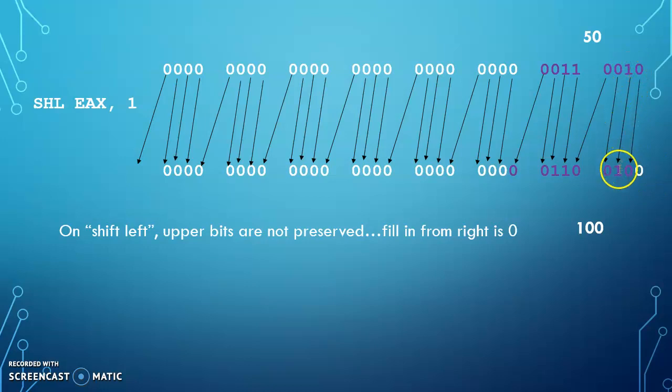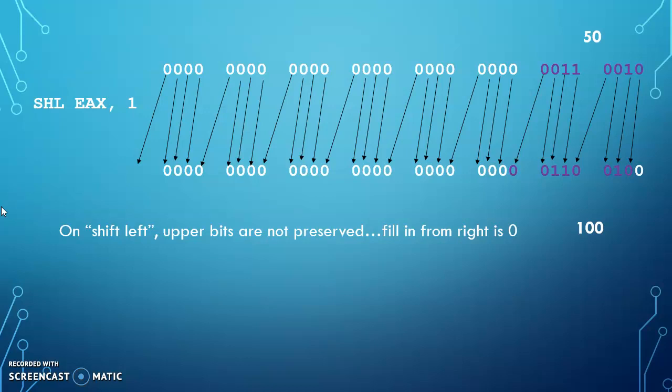This bit 1 gets shifted 1 to the left, the 0 gets shifted 1 to the left, the 0 gets shifted 1 to the left, this 1 gets shifted 1 to the left, this 1 gets shifted 1 to the left, the 0 gets shifted 1 to the left, the 0 gets shifted 1 to the left. The rest of these are all zeros that are shifting 1 to the left. The leftmost bit shifts out, off, it's gone. The upper bits are not preserved in terms of a shift left.